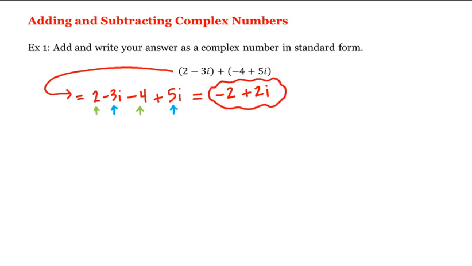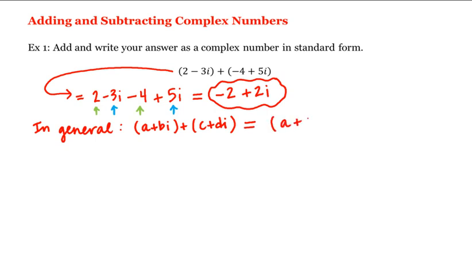In fact, in general, we have the following formula. When adding two complex numbers, a plus bi plus c plus di, we add the real parts, so a plus c, and then we add the imaginary parts, so b plus d i.